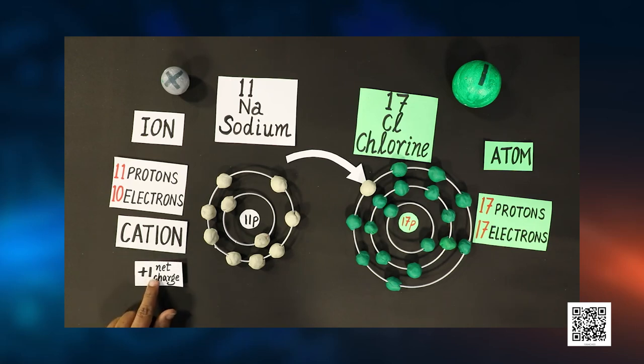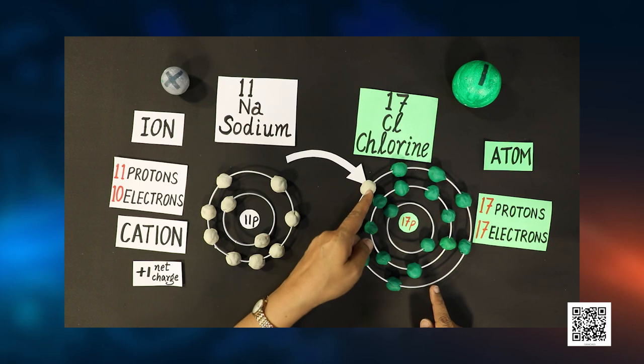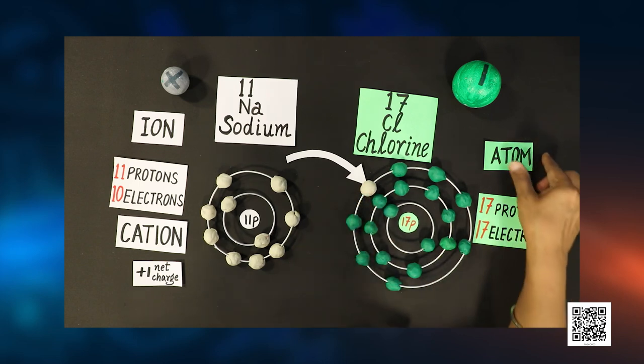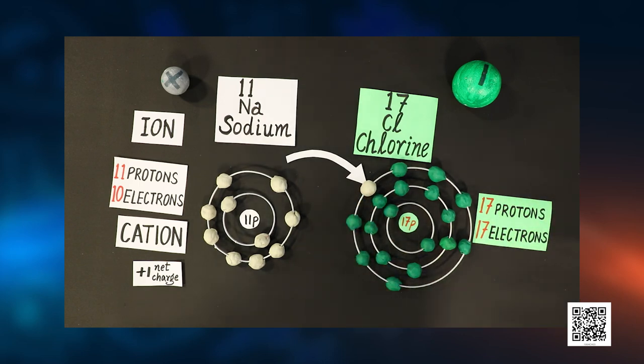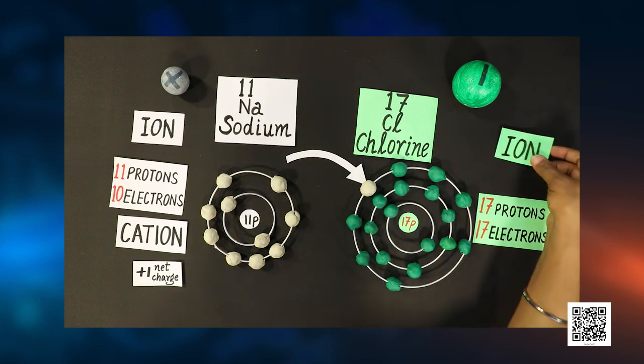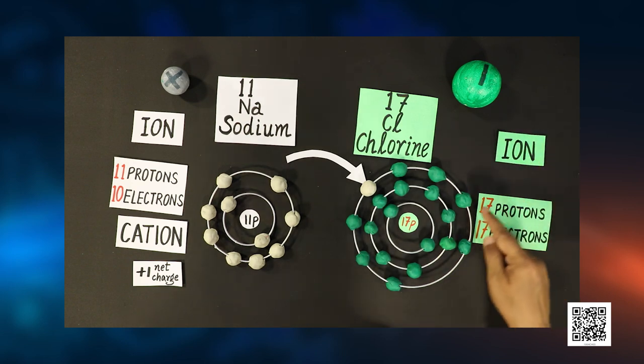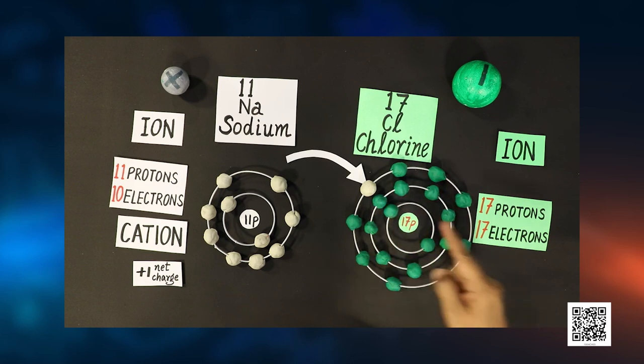So because the number of protons is more than electrons, this is a cation. So now there is a plus 1 net charge. Now, how many protons does chlorine have? 17 protons. But after gaining an electron, this is no more an atom. It has become an ion.